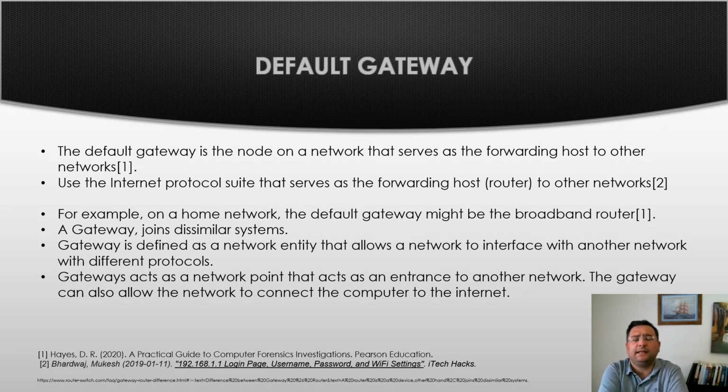The default gateway is the node on a network that serves as the forwarding host to other networks. A default gateway is the node in a computer network using the Internet Protocol suite that serves as the forwarding host router to other networks. For example, on a home network, the default gateway might be the broadband router in your home network. The data has to exit its own local network by going through the default gateway, which is the router.